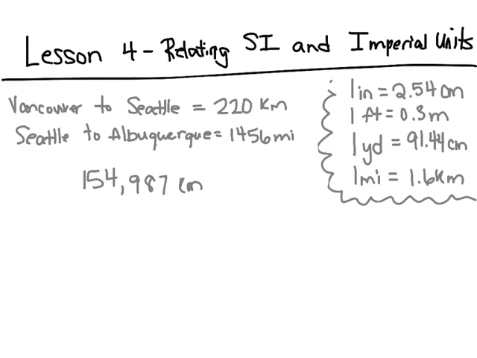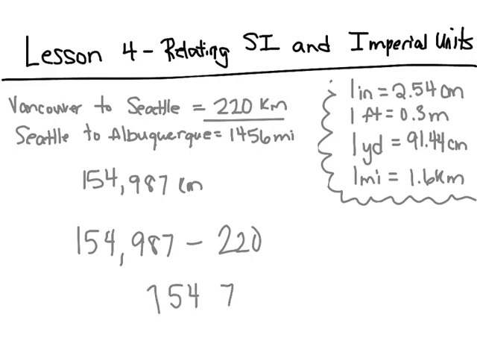So that means that we have to take 154,987. We're going to minus the 220 because it's just asking how far the distance was from Vancouver to Seattle. So from Seattle, we're going to subtract 220, and we have 154,767. So this is what her odometer would have read.